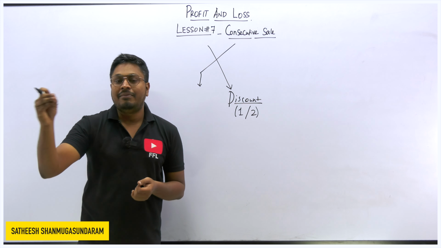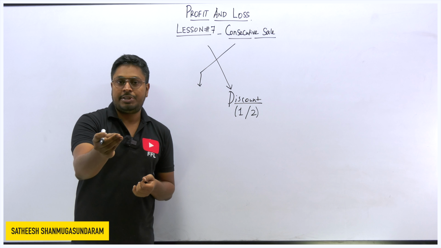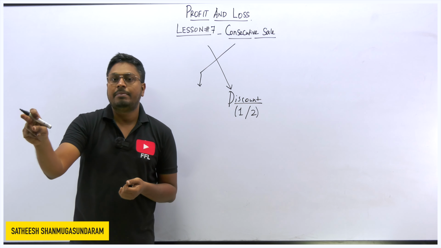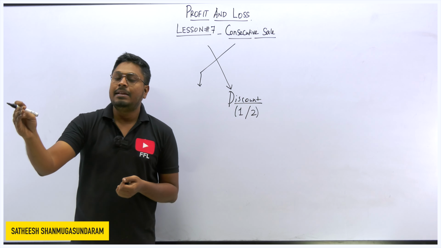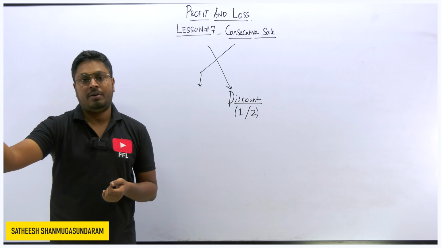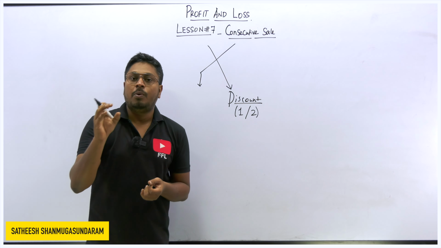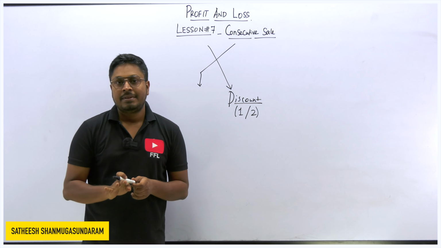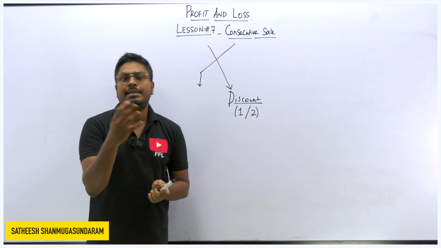They will give you values like this: 10% profit, then you are selling to that person at a loss, and he is selling to another person with a profit. Our target is to find the cost price of the bike. These kinds of questions are called consecutive sales.